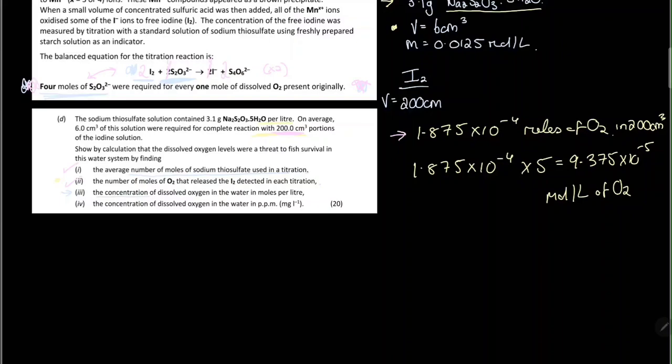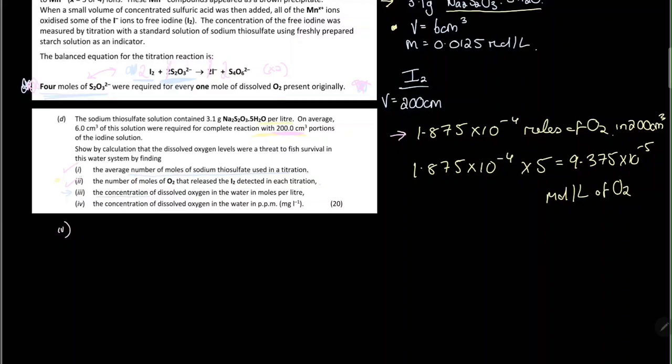So now, the last one: the concentration of dissolved oxygen in the water in parts per million or milligrams per litre. Okay, so I have the molarity, so I've got the moles per litre. The first step is to convert from moles into grams, then to milligrams, then to parts per million.